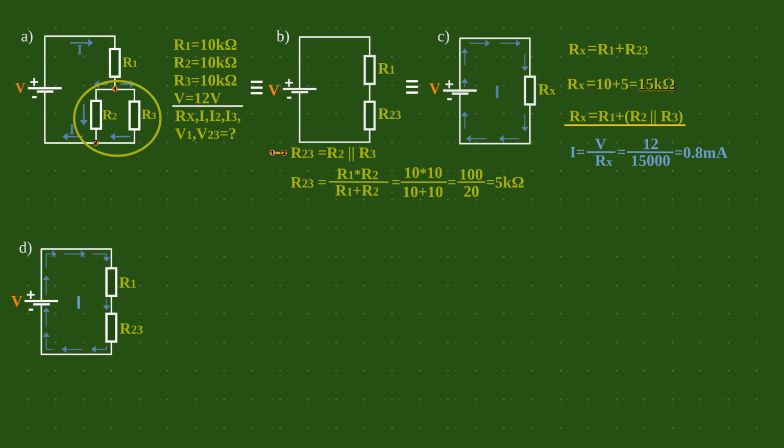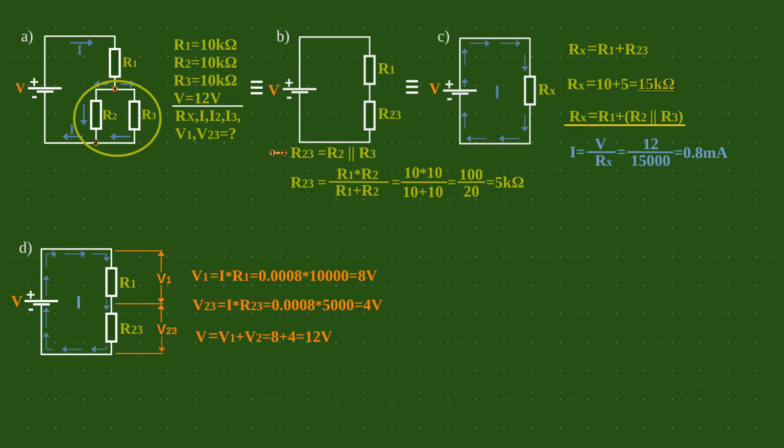Now we take a step back. In fact, diagram D represents diagram B, but now we calculate the voltages on the resistors. This is extremely important to us when designing voltage dividers or setting static operating points of transistors. We'll talk more about that in one of the following videos.